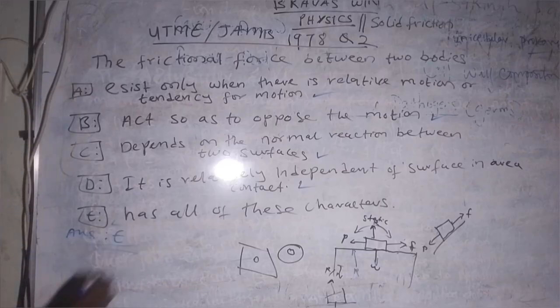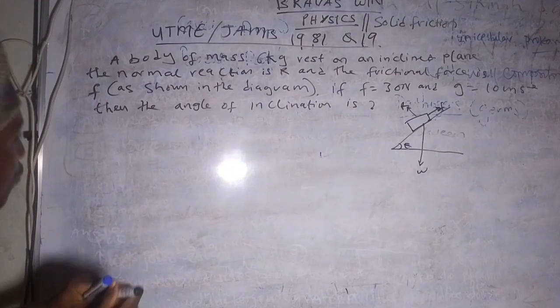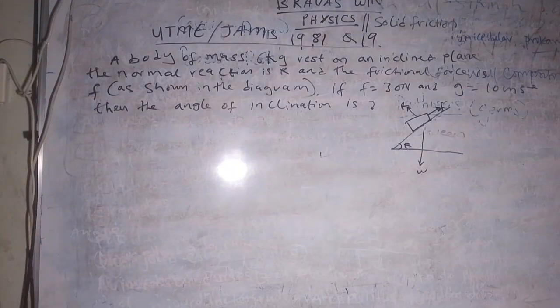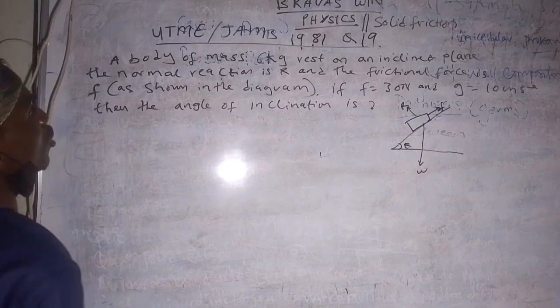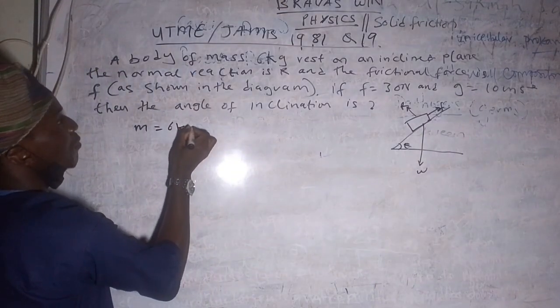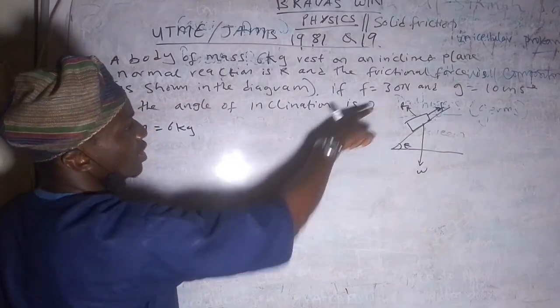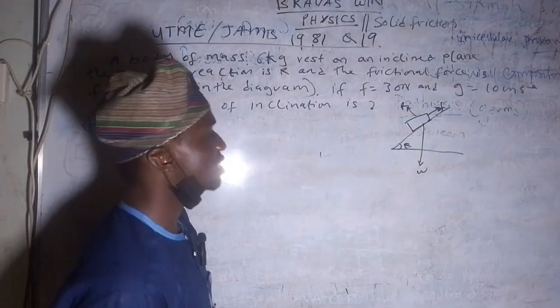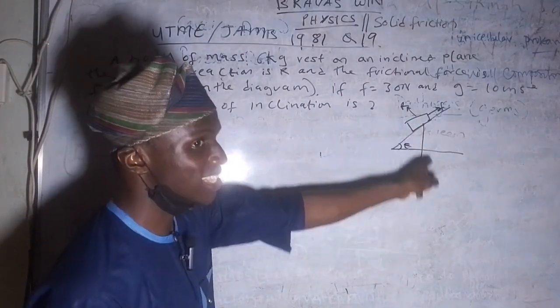So this is our correct answer. We have the following question, which is 1981, question 19. They said if a body of mass 6 kg rests on an inclined plane, which means it is not moving. It is at rest, which means it is a static body.